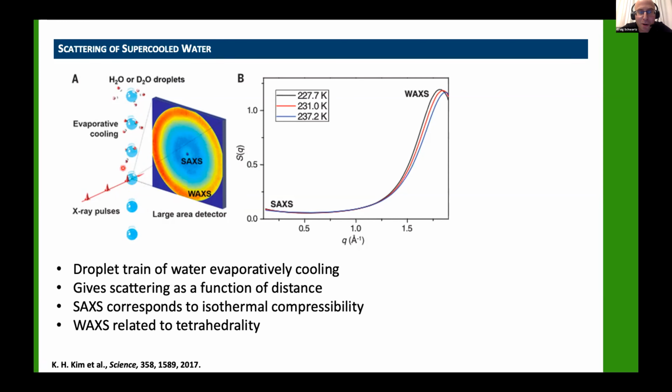But if it's a liquid water droplet, they're going to plot the SAXS and WAXS as a function of energy. SAXS is the small angle X-ray scattering, this stuff here. WAXS is the wide angle X-ray scattering here. Very, very loosely, you can say SAXS corresponds to isothermal compressibility, and WAXS is related to tetrahedrality.